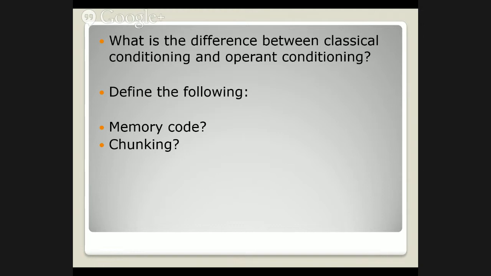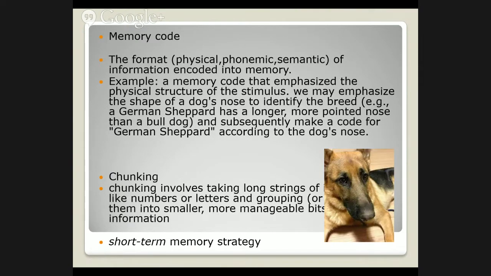So these are different ways of taking in information into your short-term or long-term memory. Memory code, the format of information encoded into memory. So the physical, phonemic, and semantic are the different ways that your brain tries and remembers the information.